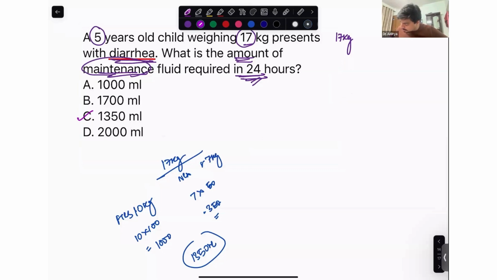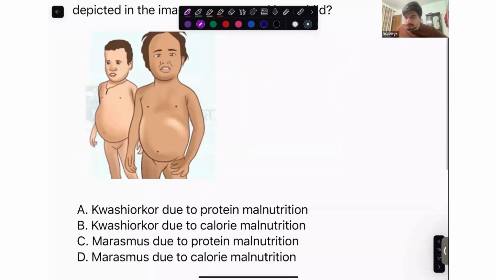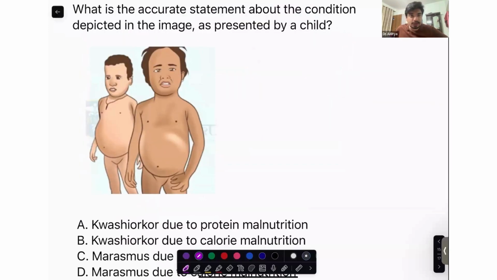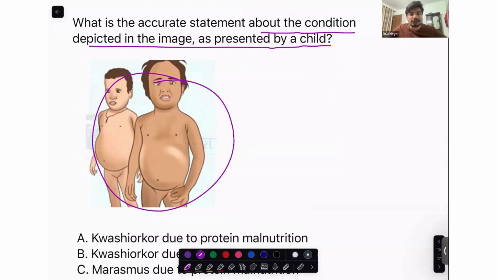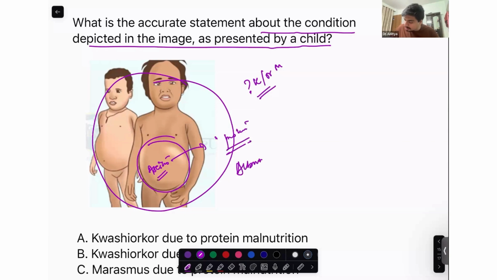Next question that I'm going to discuss. What is the accurate statement about the condition depicted in this image presented by a child? Can you tell me what this is? Even if you don't look at the answer, is this Kwashiorkor or Marasmus? This is Kwashiorkor. You can easily see the pot belly and the ascites. This ascites is occurring because there is protein loss, visceral protein loss, and albumin loss.